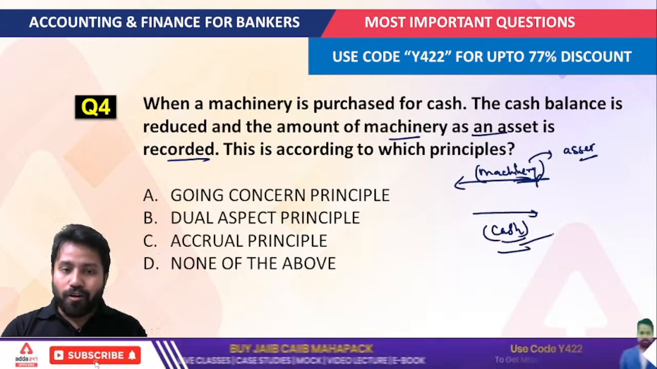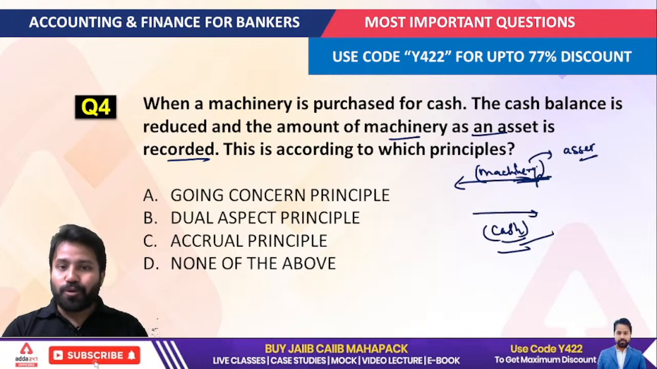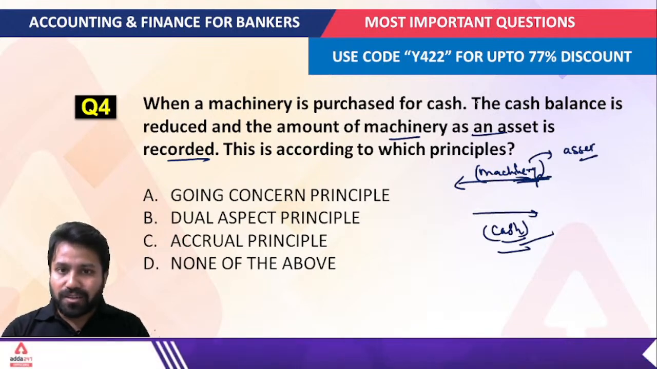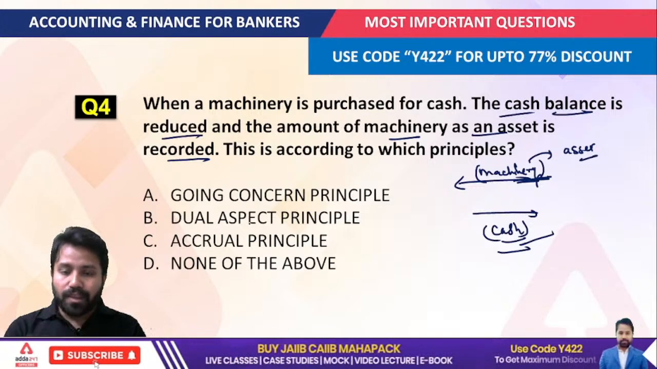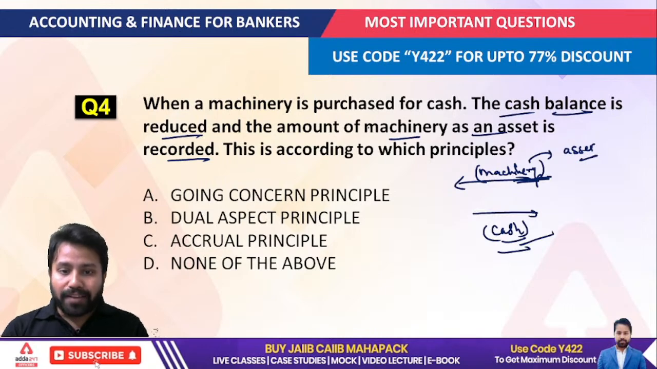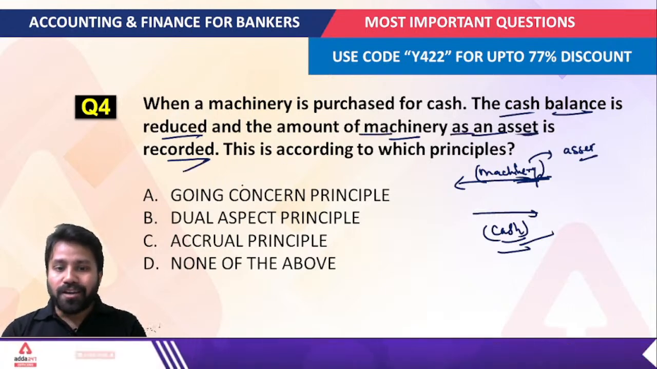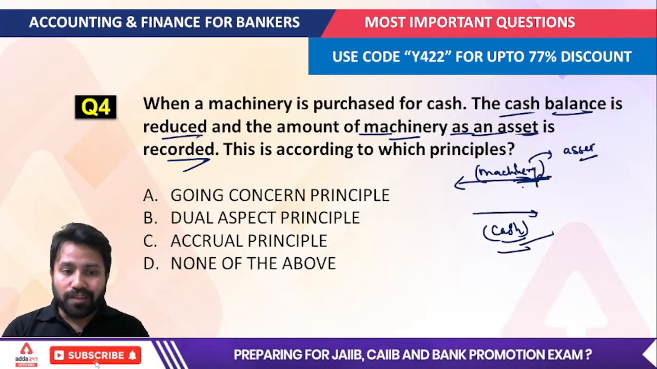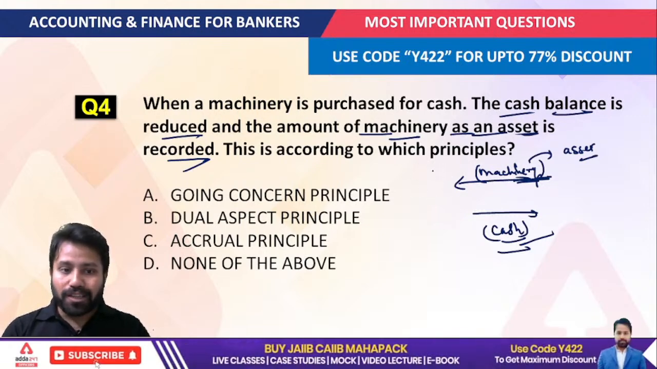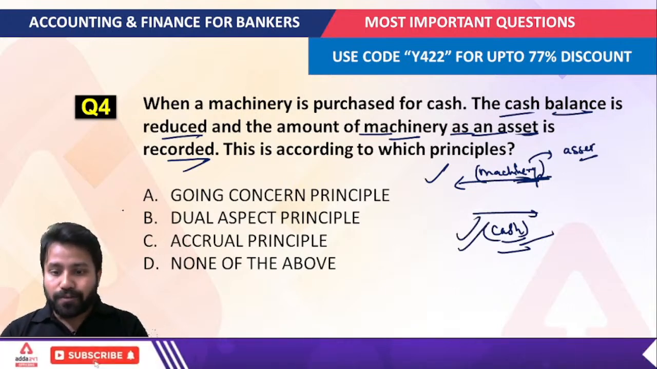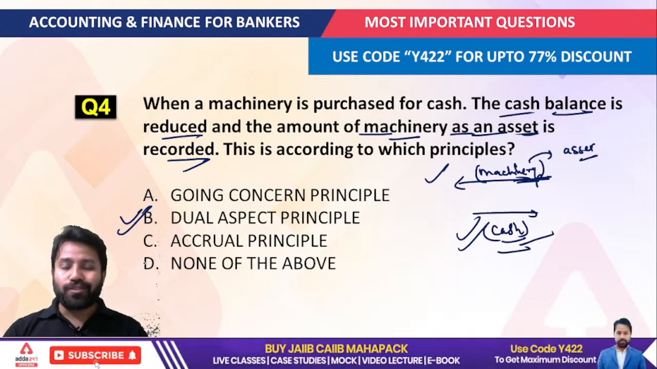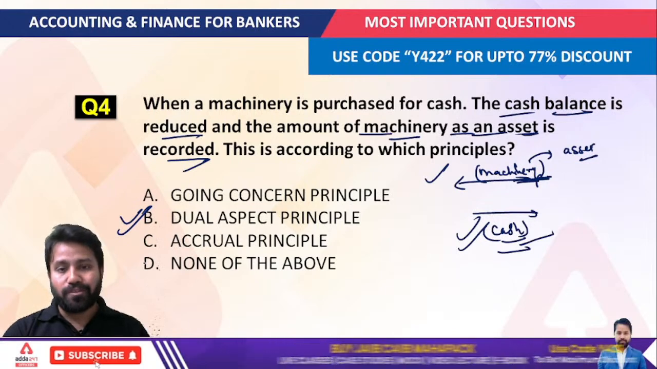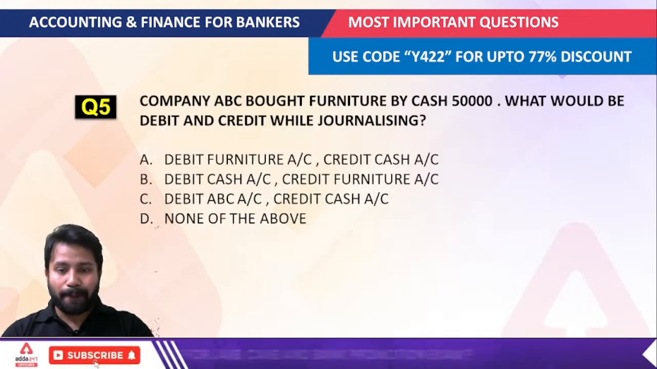If your cash is going out from the business and the machine is coming into your business, what is written here? It is written here that the cash balance is reduced. So definitely the cash balance is reduced and the amount of the machinery as an asset is recorded. So this is according to which principle? Because here we are recording whatever is coming into your business and whatever is going out from your business. That means we are talking about the dual aspect principle. So the correct answer of this question is the dual aspect principle, right? Next question.